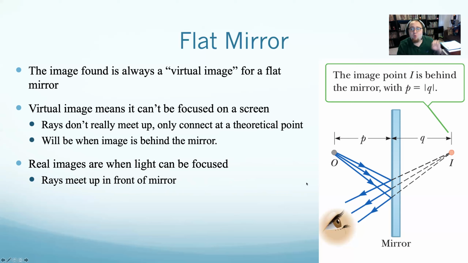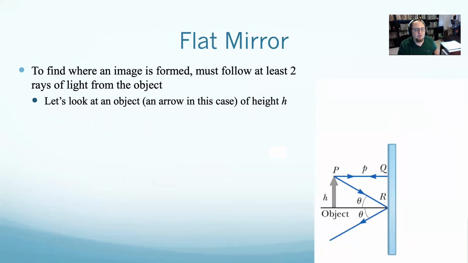Now, if you want to know where it looks like the image is, if you have an object at some point, where does the image appear? What we're going to do is draw at least 2 rays of light from the object. Most of the time when we talk about what something looks like reflected in a mirror or a lens, we're just going to treat the object as an arrow. We'll say our object is this gray arrow here, a distance P away from the mirror, an arrow pointing up. How big the arrow is doesn't really matter.